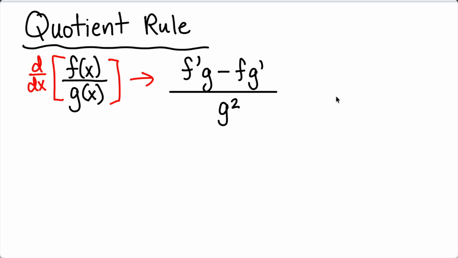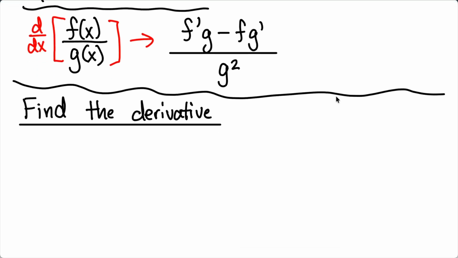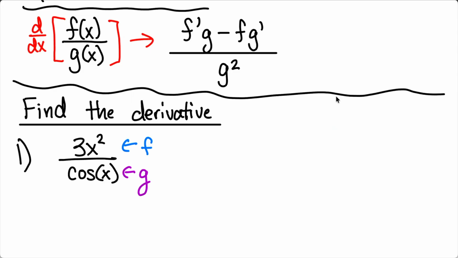So this is the rule you're going to see in a textbook. If you look up online, this is what you'll find. And so if we do an example applying this rule, the quotient rule, let's say we have the function 3x squared over cosine of x. Well, first thing we would want to do is identify which is our upper function, f, and which is our lower function, g, and we would then apply this rule.